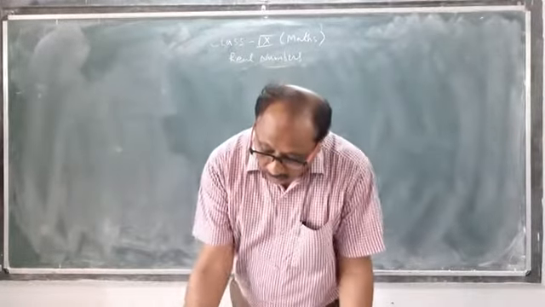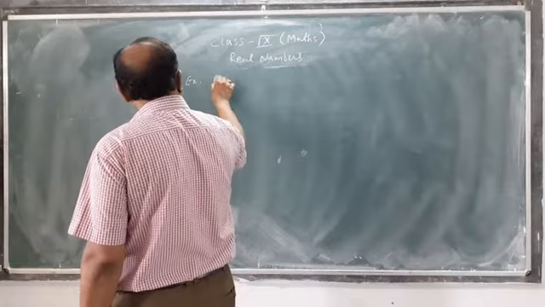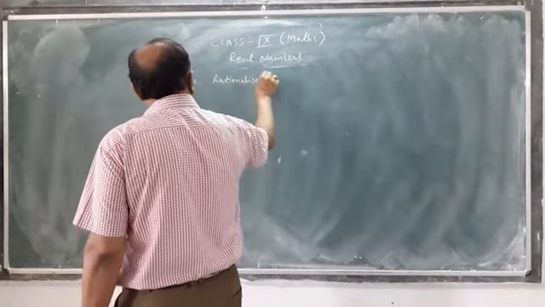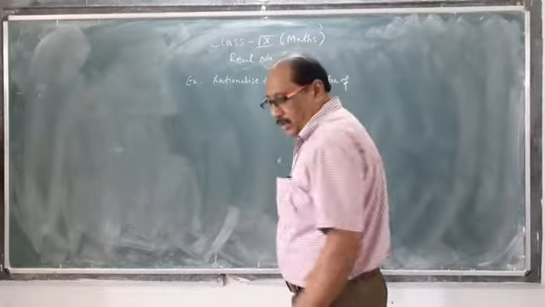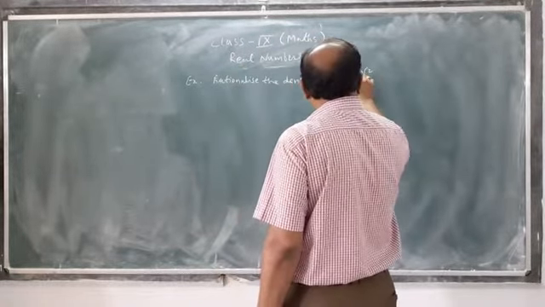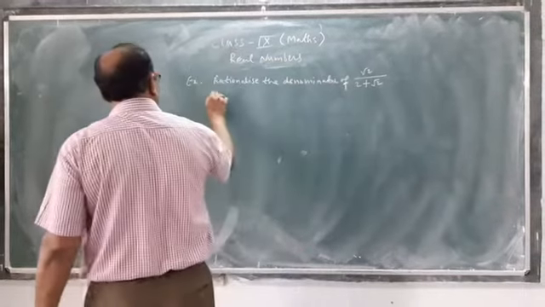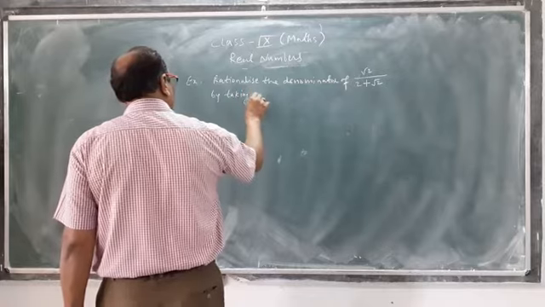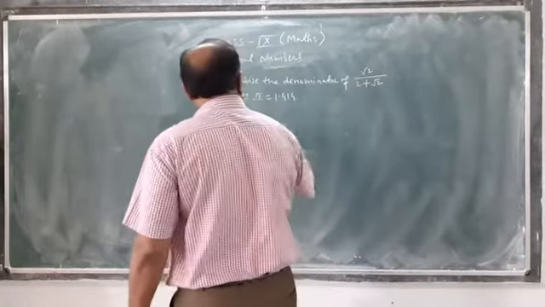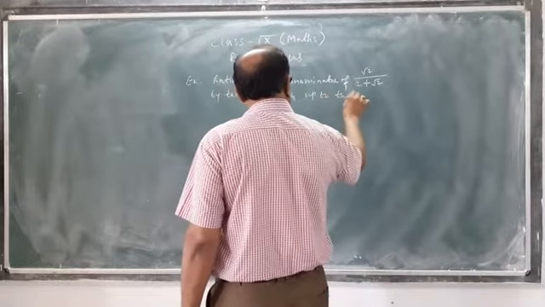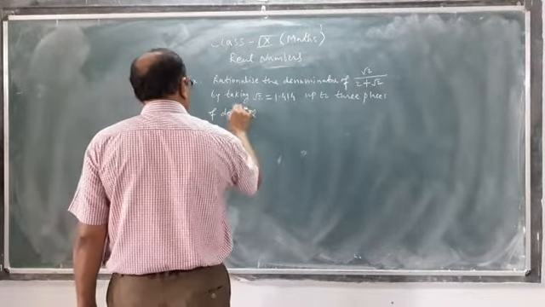Students, you take one more example. Rationalize the denominator of root 2 upon 2 plus root 2, by taking root 2 is equal to 1.414 up to 3 places of decimal.